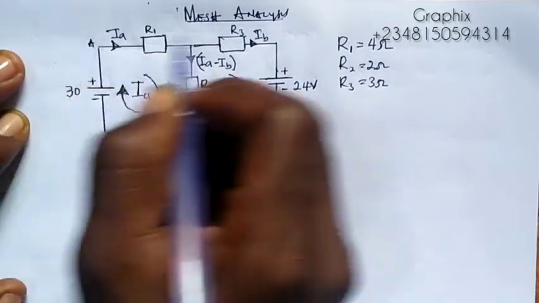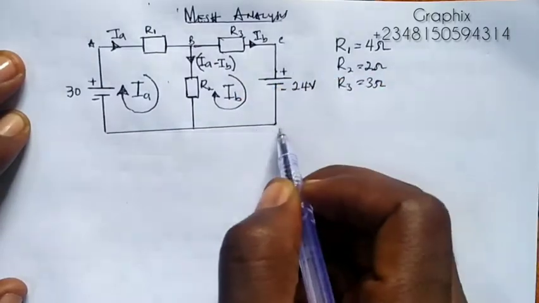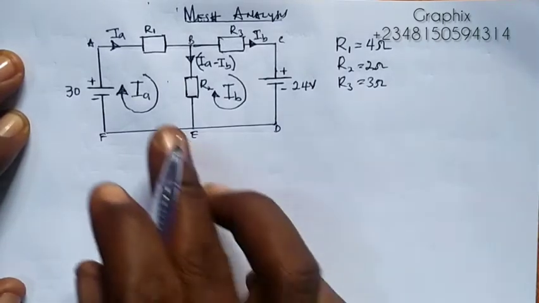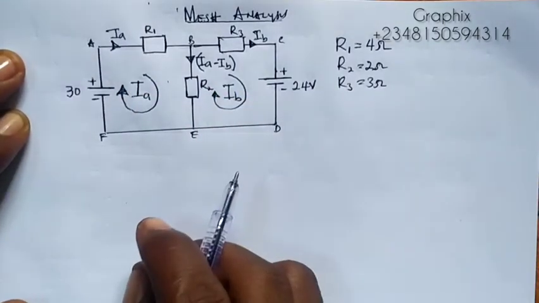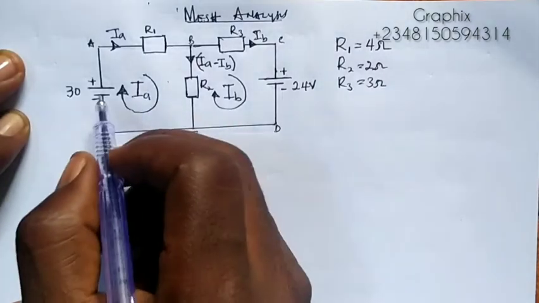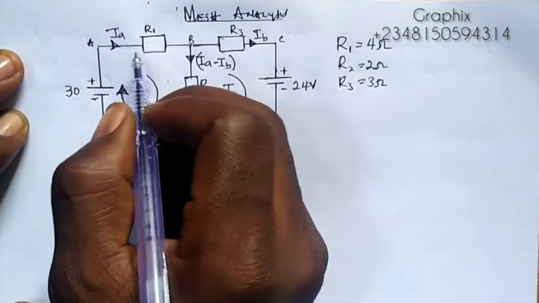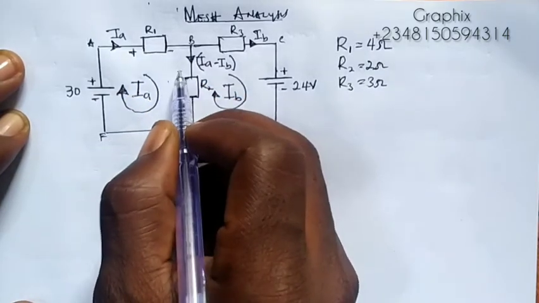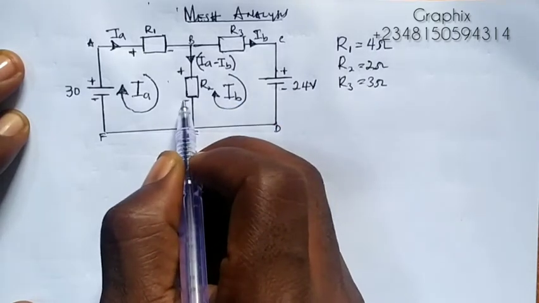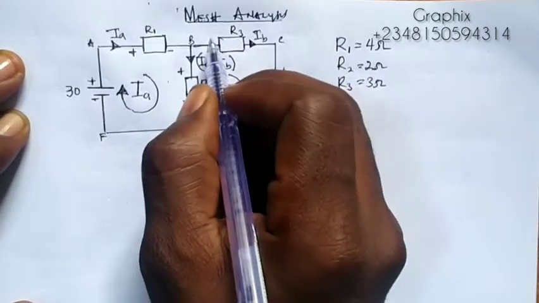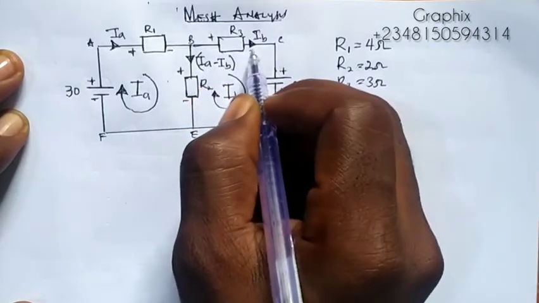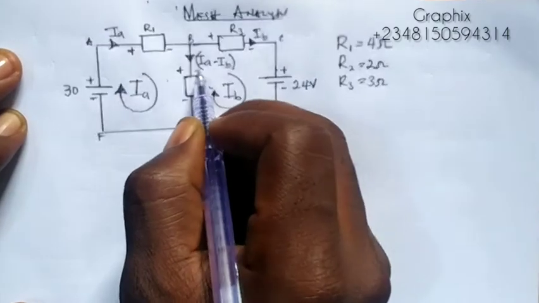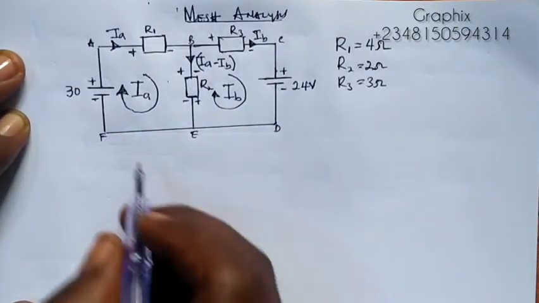Our mesh should be A, B, C, D, E and F. So we'll take each mesh at a time. Now if this is negative, this is positive, this will be positive, this will be negative, and so on, alternating across the elements.